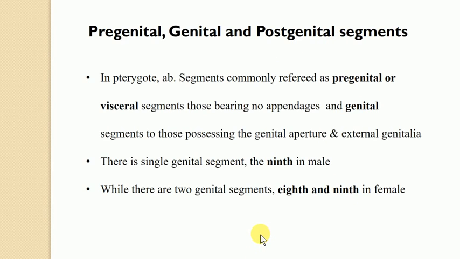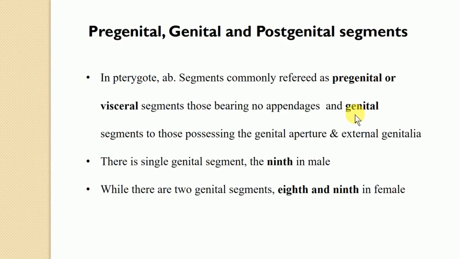So in the pterygote insects, the abdominal segments are commonly referred to as the pregenital, or also referred to as a visceral segment, those bearing no appendages. It means that in the case of pterygote insects, whatever segments are there before the genital opening are referred to as pregenital or visceral segments, and in pterygota, the pregenital, or so-called visceral abdominal segments, do not contain any kind of appendage, which is a generality for the pterygote, that is, winged insects.